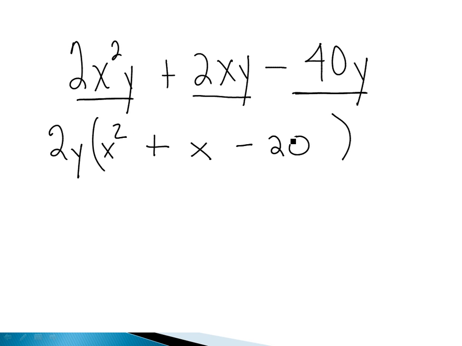Now look what emerges here. Don't just stop here, because we have a trinomial that emerged. What is a trinomial? When you see 3 terms. Alright, so it should look familiar to you. Now we need to factor completely, meaning we need to also factor this x squared plus x minus 20.